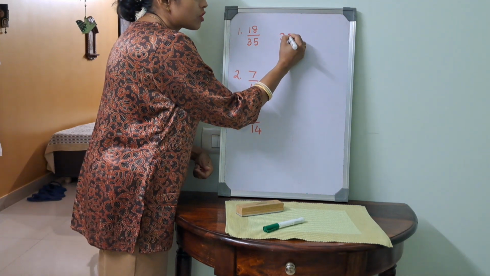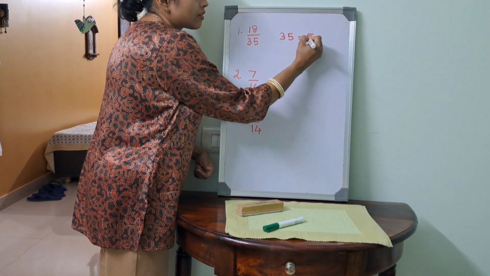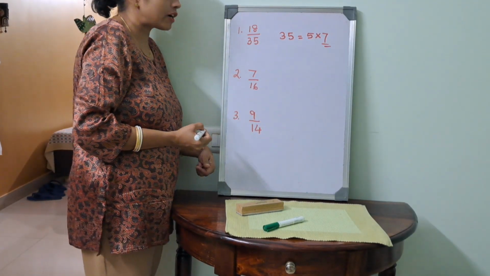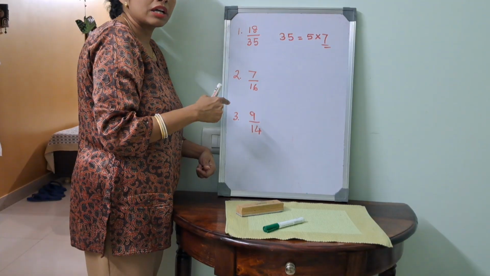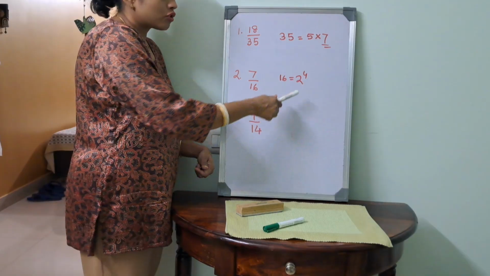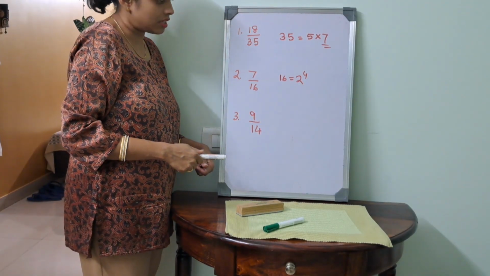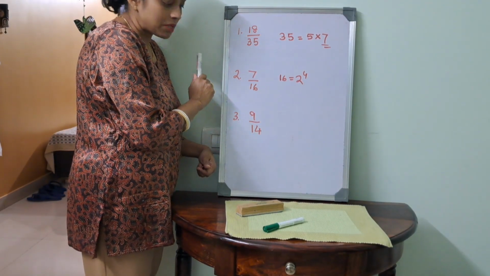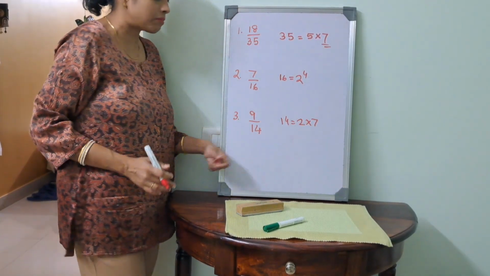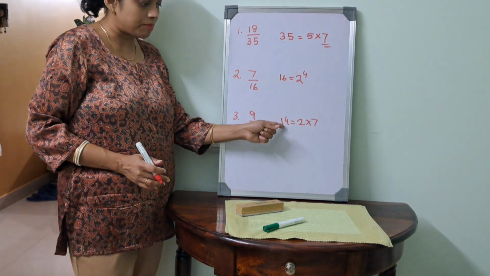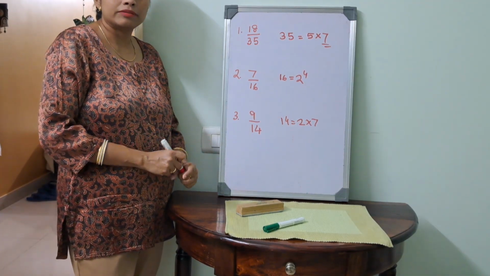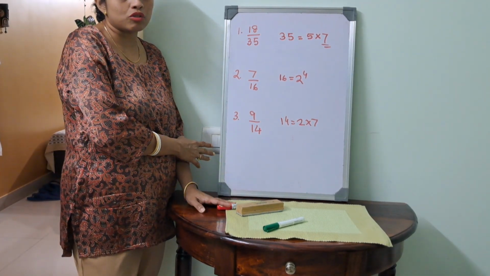So 35, what are the prime factors of 35? It can be written as 5 into 7. So 7 is a prime number apart from 5, so it's a non-terminating decimal. Here it is 16. 16 can be written as 2 to the power 4. So 2 is the only prime factor of 16. So this is a terminating decimal. 14 can be written as 2 into 7. So again 7 is a prime factor of 14 apart from 2. So this is a non-terminating decimal. I hope this concept is clear to all of you.